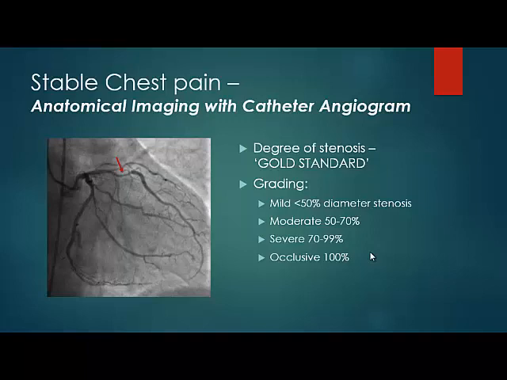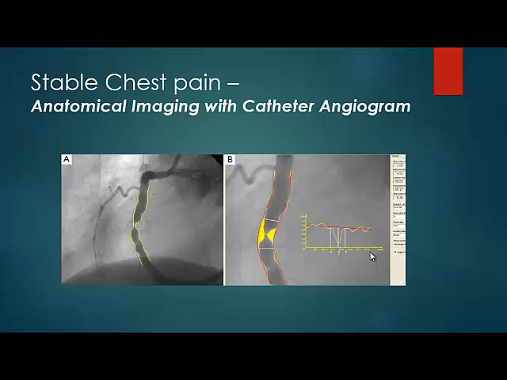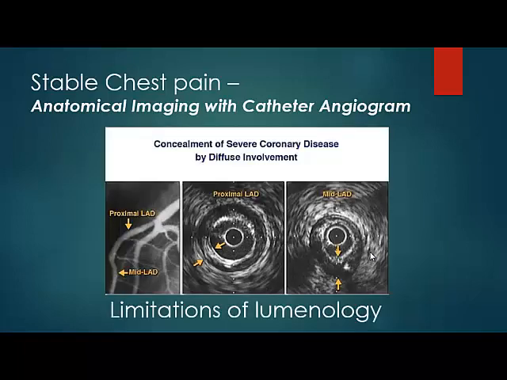And the word diameter is important because on angiography we can only look at diameters. We cannot calculate areas on conventional angiograms. You can do quantitative analysis of the diameter stenosis on the software, but this is not done in daily practice, only for specific research purposes.